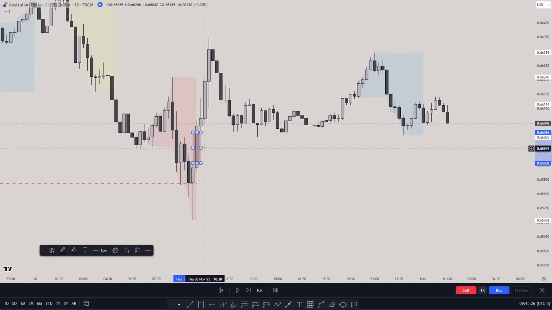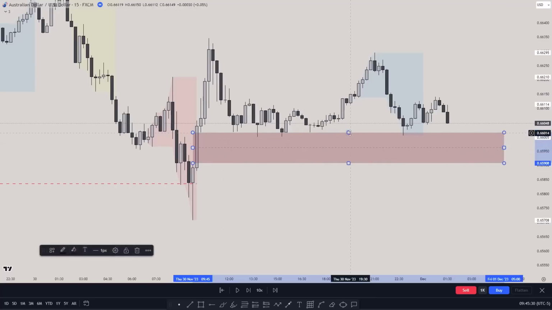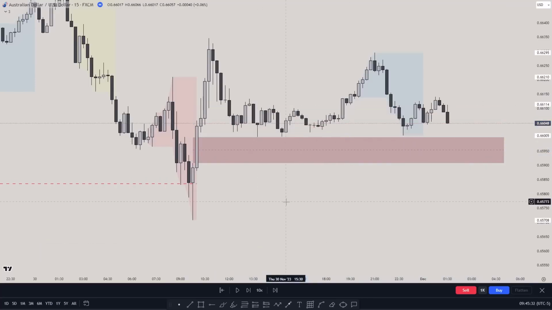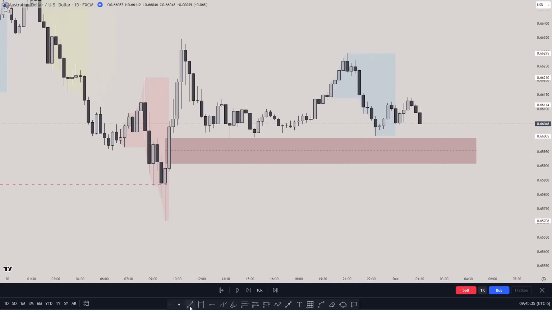I was really focused on the fair value gap that has liquidity inside, in this case. So I was putting my fair value gap like this and waiting for this level to be taken. So this was the lowest level. We have more liquidity here and more liquidity here.